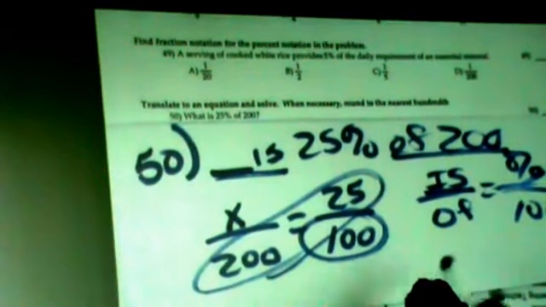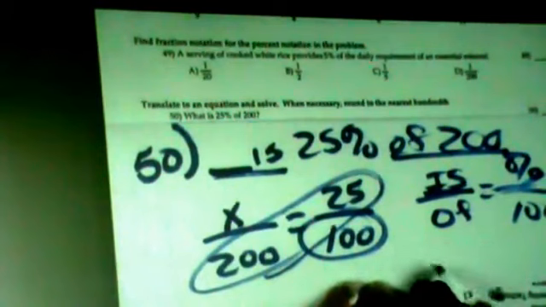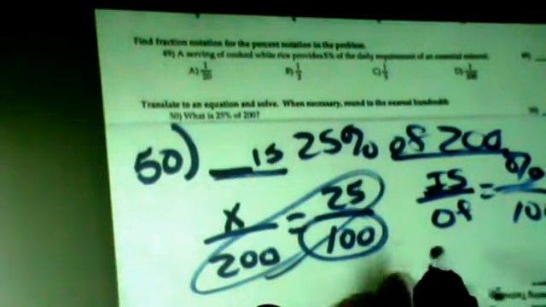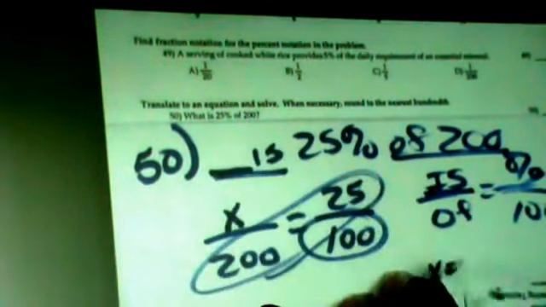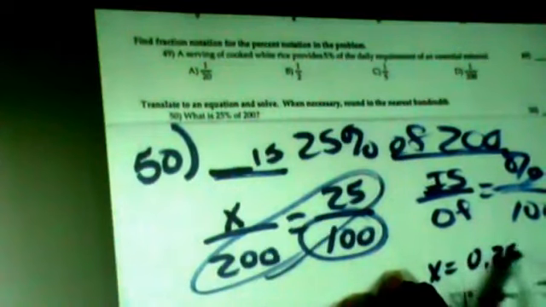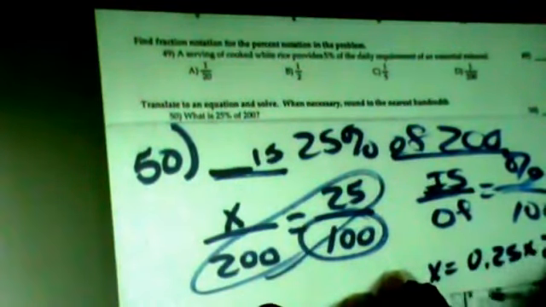If somebody's doing the equation, you don't have to look at this and confuse yourself if you don't want to. They're going to say x equals 0.25 times 200. That's for the equation people. Everybody else did it this way. And what do we get? 50. Okay, so that's 50.